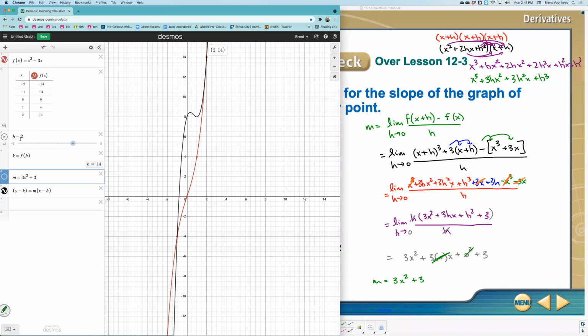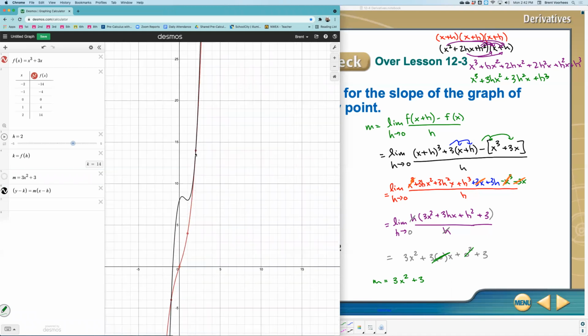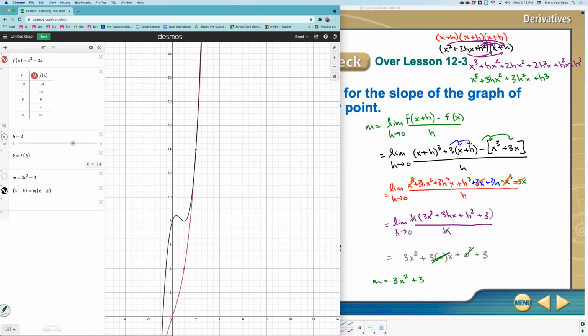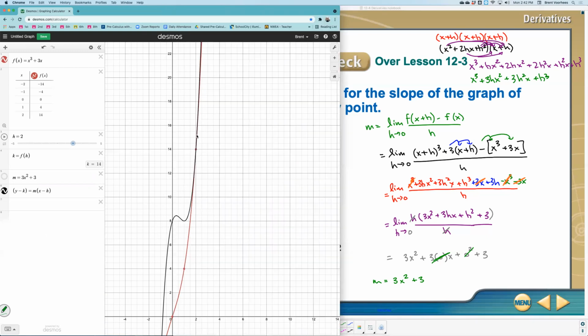So right now I'm finding it at 2. If you plug in 2, the y value is 14, as you can see here. The line that would just perfectly touch that point right there would actually come from this equation, which I know looks like a line, but when you multiply that through, it's going to be a cubic graph itself. But that would be the slope, or the equation of the slope of the graph would be 3x squared plus 3. And you can see that that is a tangent line there.